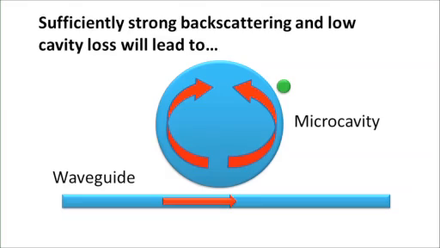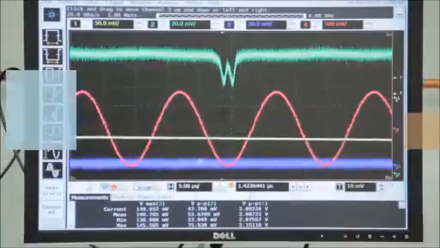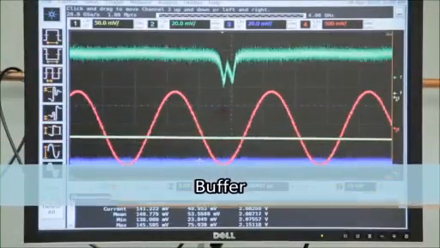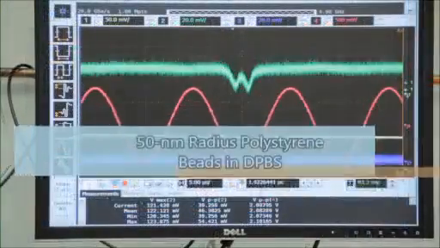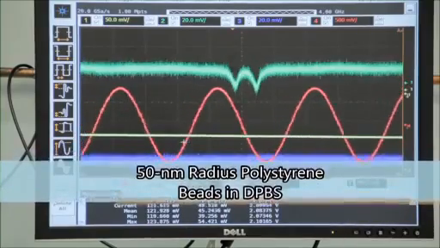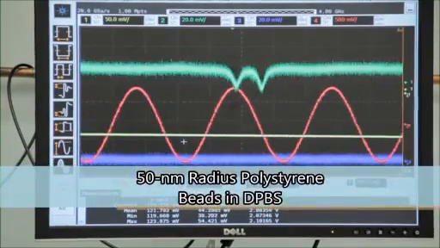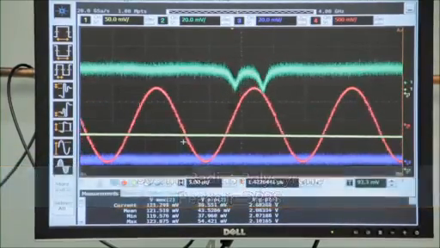If backscattering is sufficiently strong and cavity loss is sufficiently low, a pair of split modes appear. Experimentally, this will produce the effect of frequency splitting. When particle adsorption occurs, frequency shifting will then take place.